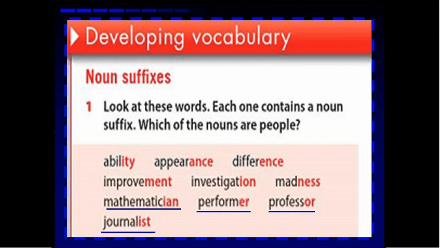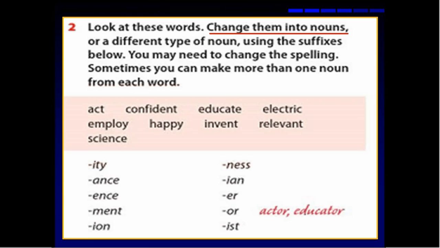Our suffix here for ability, ity. For appearance, ance. A suffix means 3 or 4 letters at the end of a word, like this here for ability, appearance. And maybe we have 2 letters like performer, like professor. Look at these words, change them into nouns or a different type of noun using the suffixes below. You may need to change the spelling. Sometimes you can make more than one noun from each word.